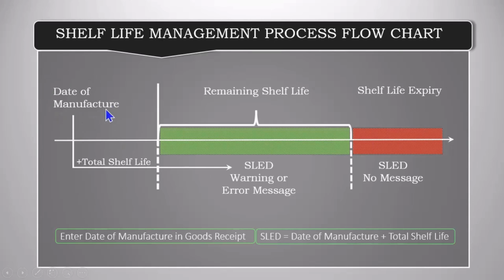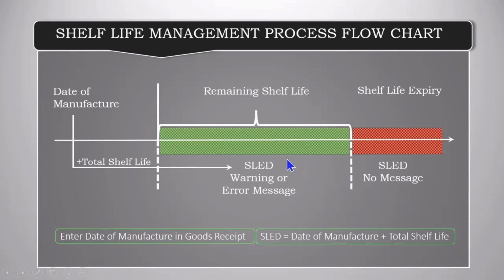First, you have the date of manufacture plus total shelf life. That will be the shelf life expiry date. So how do you calculate the shelf life expiry date? Date of manufacture plus total shelf life. This will give the remaining days.